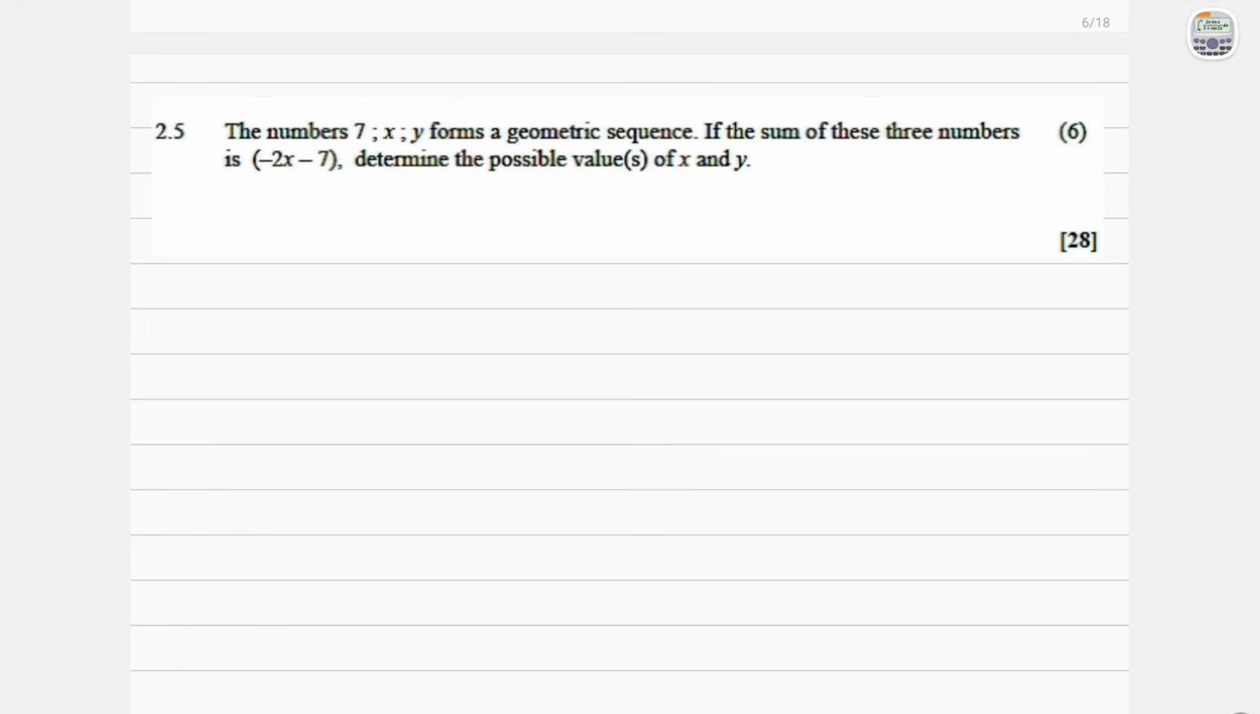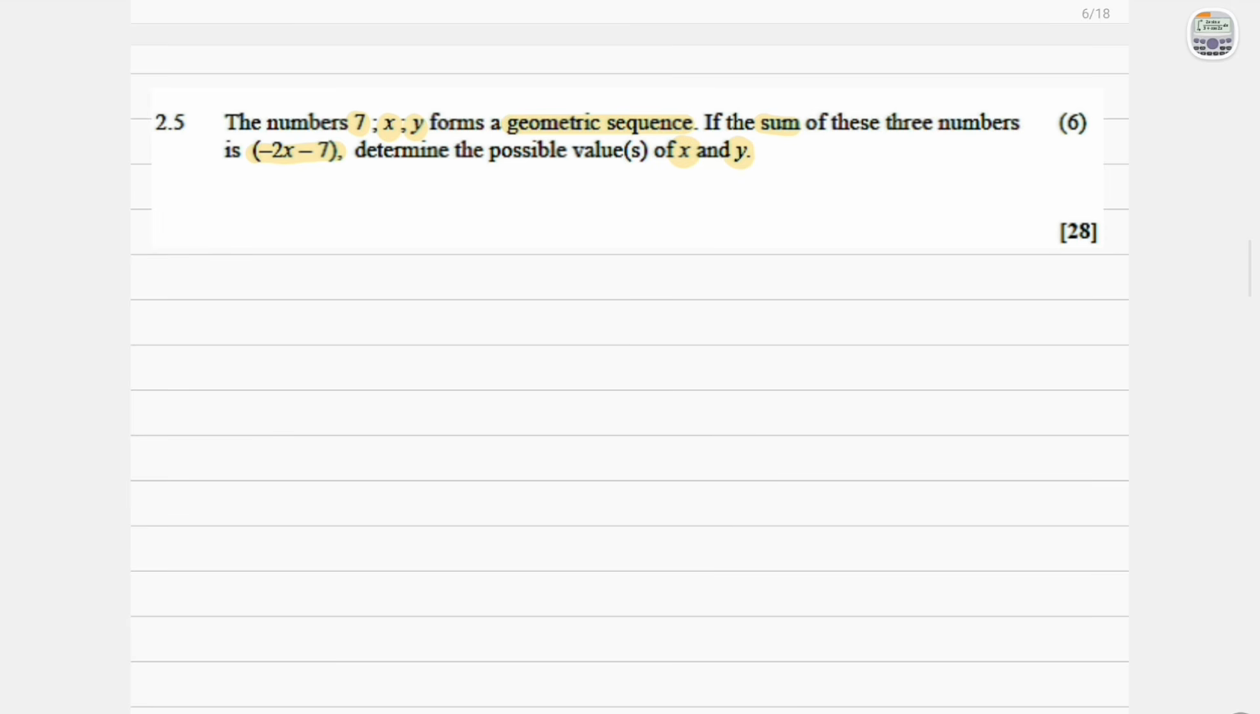And then question 2.5 says, the numbers 7, x, and y form a geometric sequence if the sum of these three numbers is negative 2x minus 7. Okay, so these numbers, 7, x, and y, they form a geometric sequence. But they also tell us that the sum of these three numbers is negative 2x minus 7. Determine the possible values of x and y. Okay, so this is a simultaneous equation.